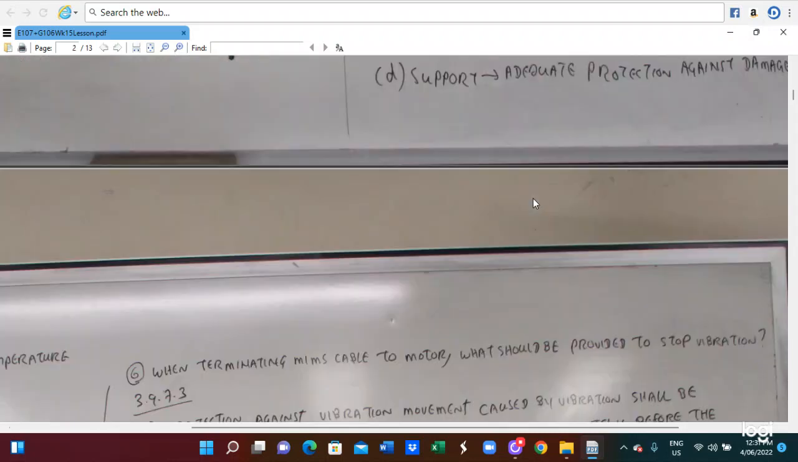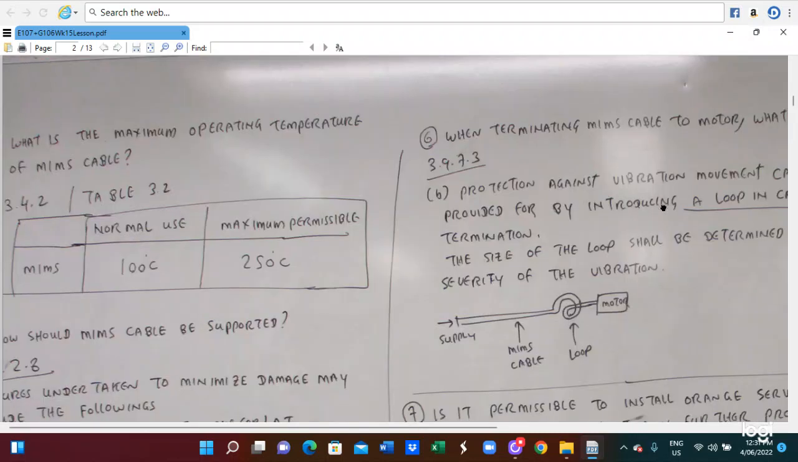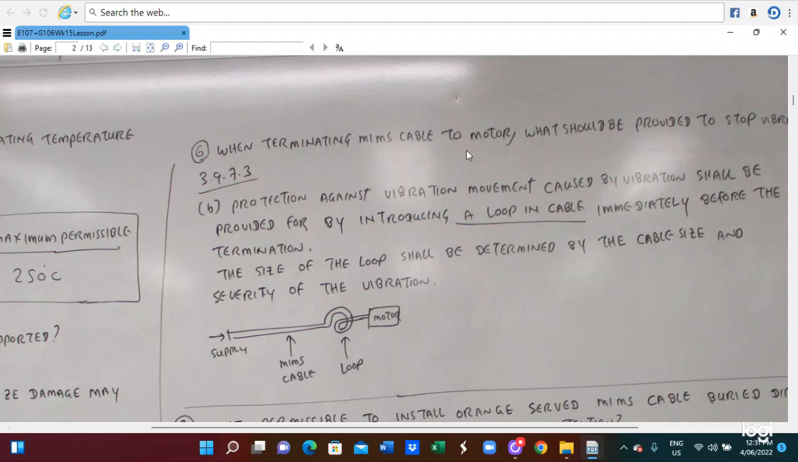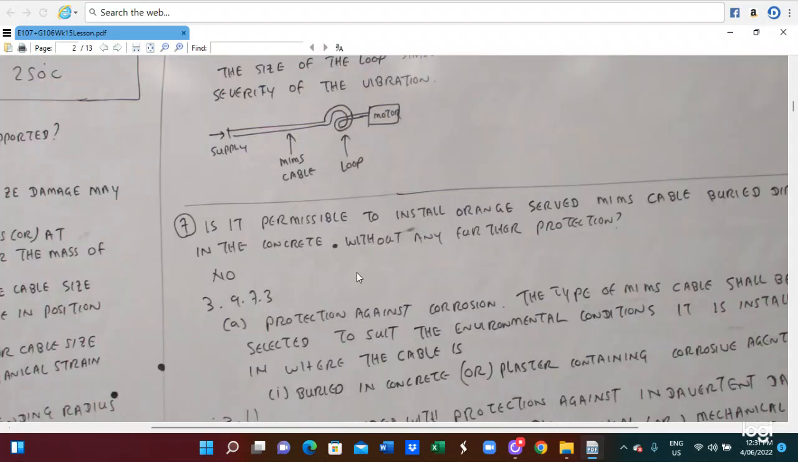Adequate protection against damage is also an important aspect. When terminating the MIMS cable to a motor, what should be provided to stop the vibration? In this case, we have to use clause 3.9.7.3. We have to use this loop to provide vibration stop.